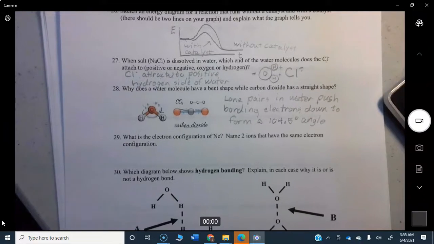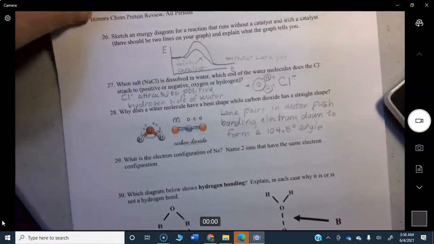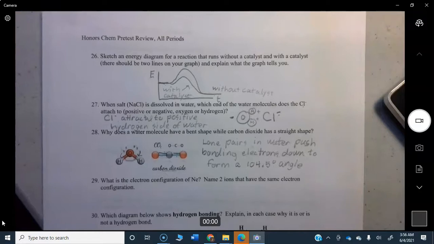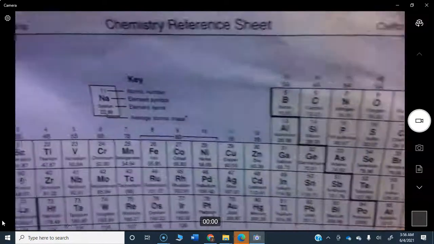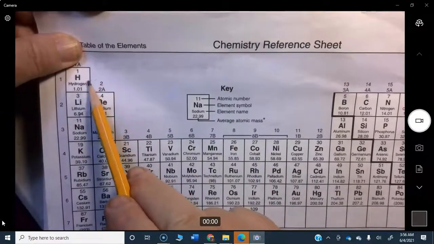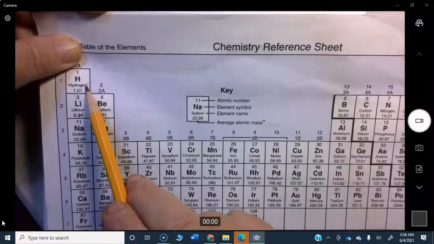Okay, what is the electron configuration of neon? Name two ions that have the same electron configuration. This is something we did in the very last lesson. So you grab a periodic table, and neon is right here. Neon has a first orbital with 2 electrons in it. Its first orbital is filled.